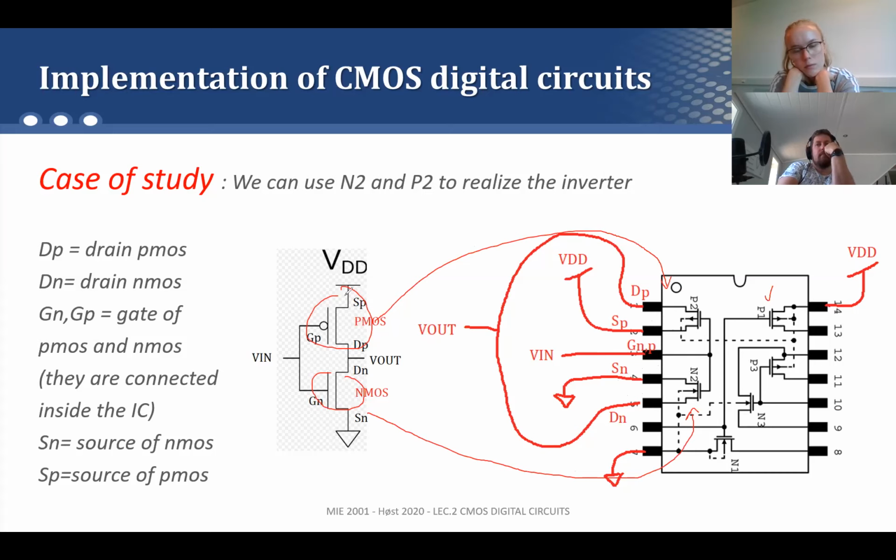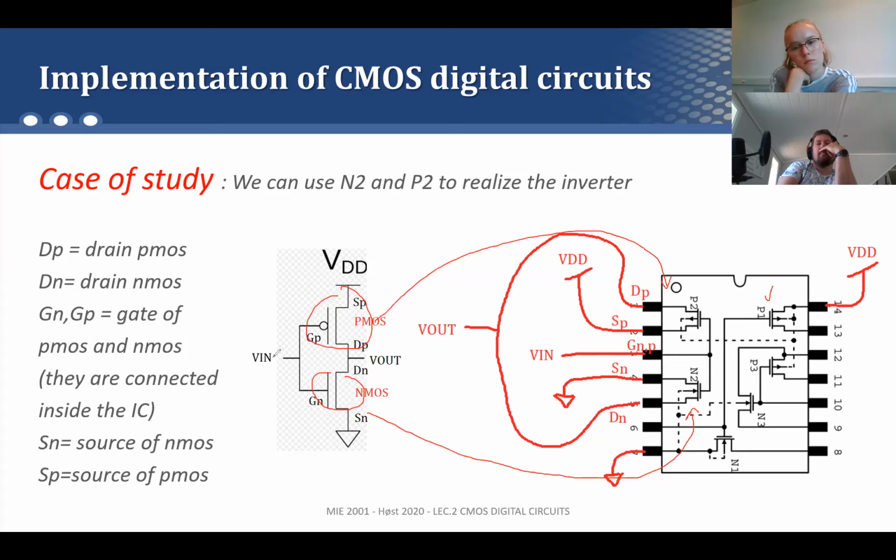There it is, here. And the bulk you don't need, but the bulk of the PMOS is connected correctly because you connect this pin 14 to VDD. And the bulk of the NMOS is connected correctly because this pin 7 is ground. The gate of the P and the N has to be connected together, but as you can see, this is done already inside of the integrated circuit, so you don't need to do it.